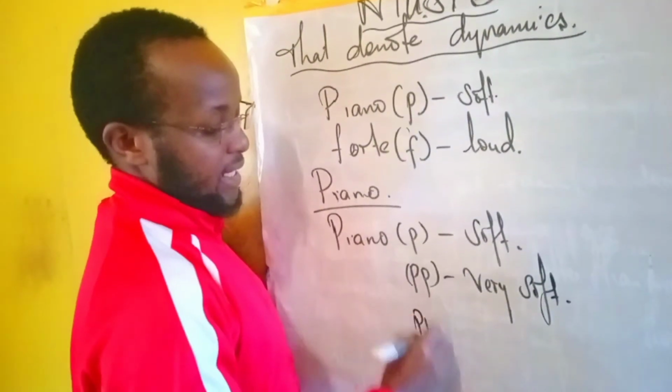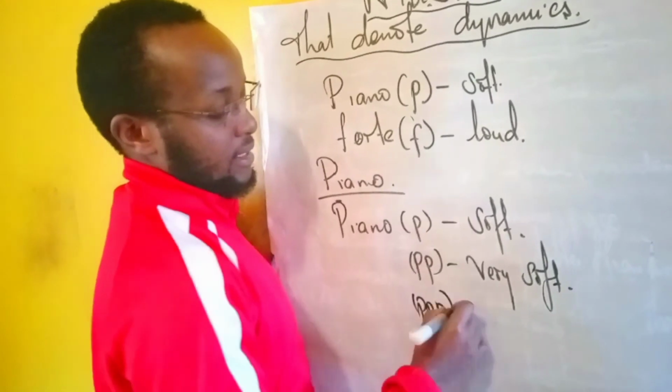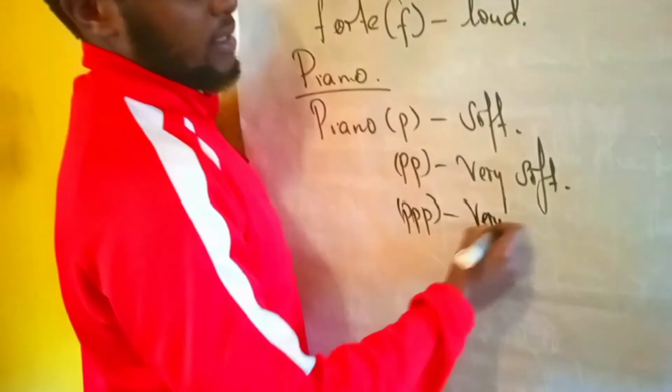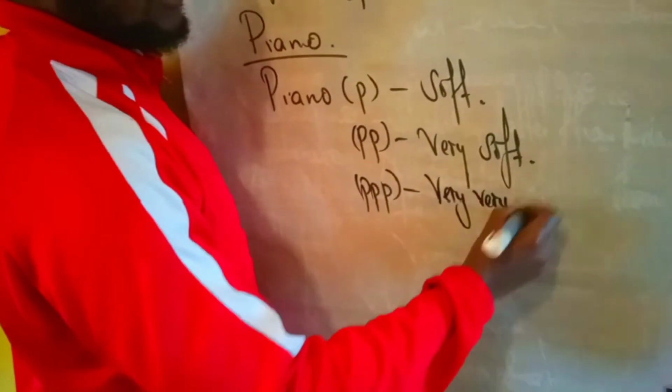What if we write 3 P's? This is the 3rd degree of softness. Very, very soft.